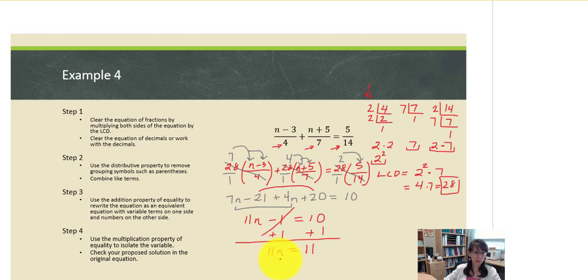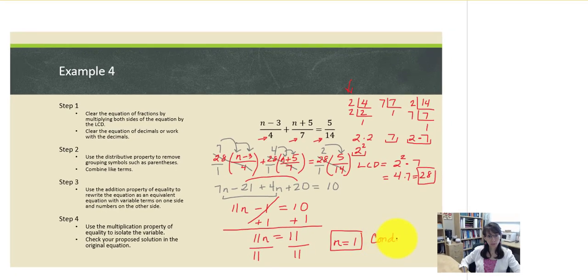And our final step, to get n isolated: notice n is being multiplied by 11, so the opposite would be divided by 11. Both sides of the equation are divided by 11. So now n equals 1. We actually have a solution, and when you do have a solution, it is called conditional. There is a solution, and that condition is that we let n equal 1, and that will solve the equation.